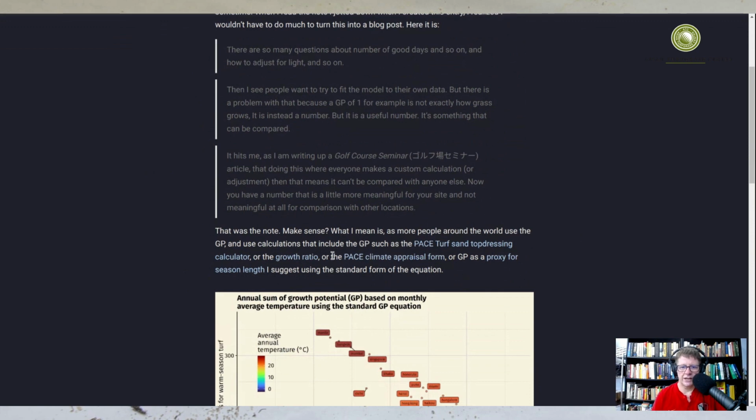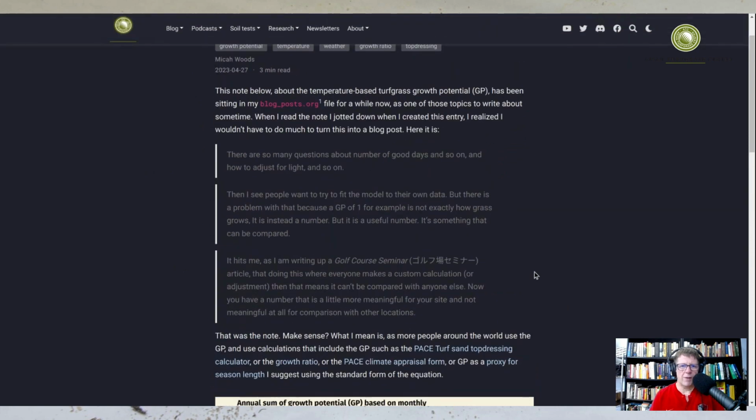I also put a link here to the PACE climate appraisal form. It is something a lot of people use to get some idea of how many nutrients may need to be applied and to get a growth curve for their site. And also, one thing that I quite like, and it is intuitive, is using the GP as a proxy for season length. I made a chart about that and put that in the post. But let me go back to the start of this post and describe a little bit what was going on.